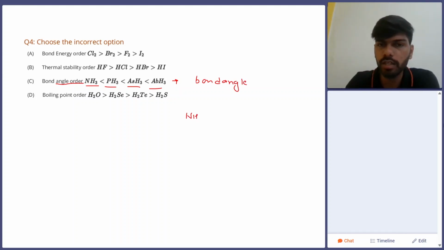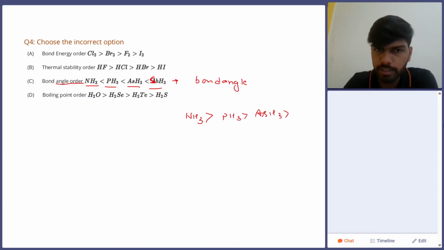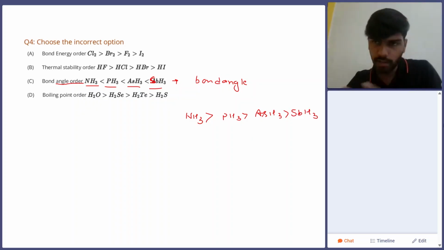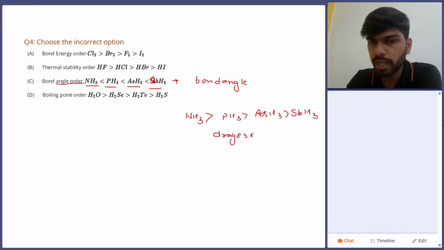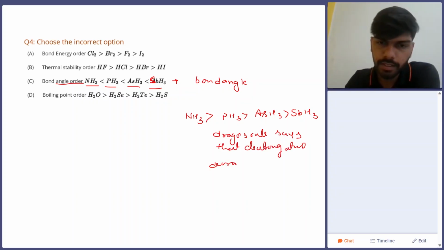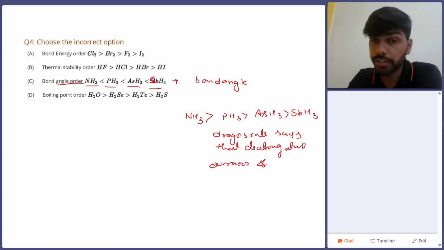Why? Because ammonia has the largest bond angle, then PH3, then AsH3, then SbH3. Here, due to Drago's rule, if you remember, Drago's rule says that when we go from top to bottom, electronegativity decreases.